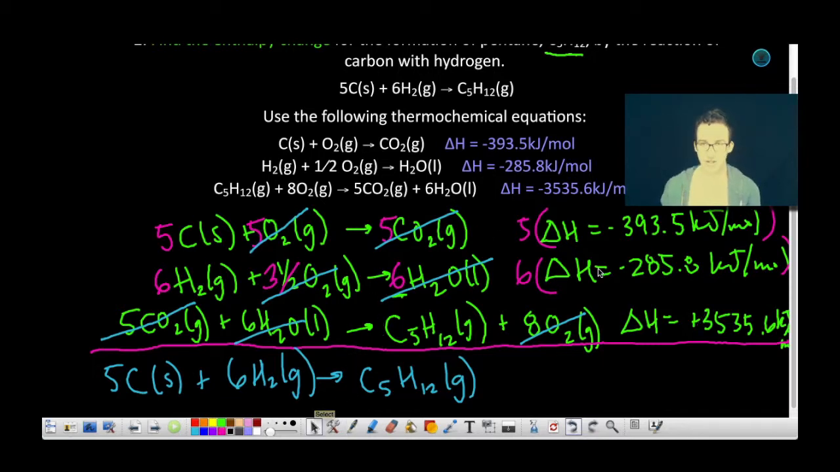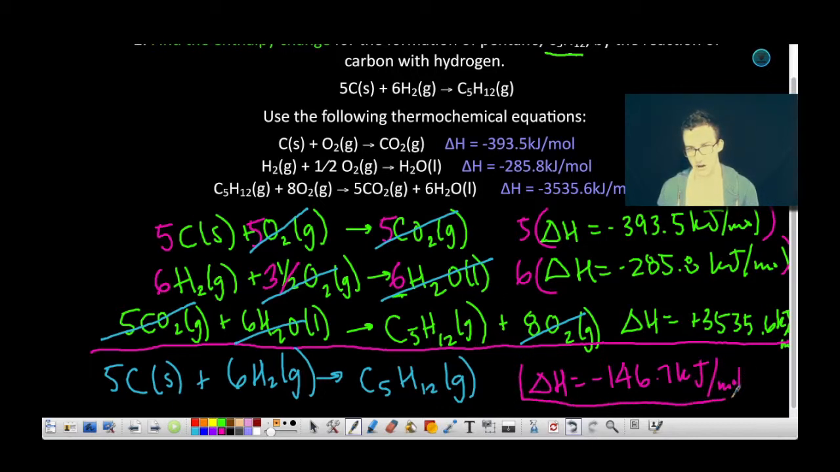When you bust out your handy-dandy calculator and add all of these together, you should get an enthalpy change of this last reaction to be negative 146.7 kilojoules per mole, which is our enthalpy change for the formation of pentane from its elements. Boom.